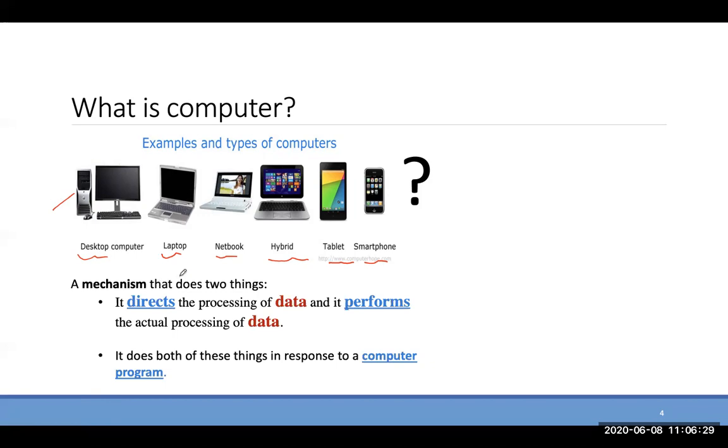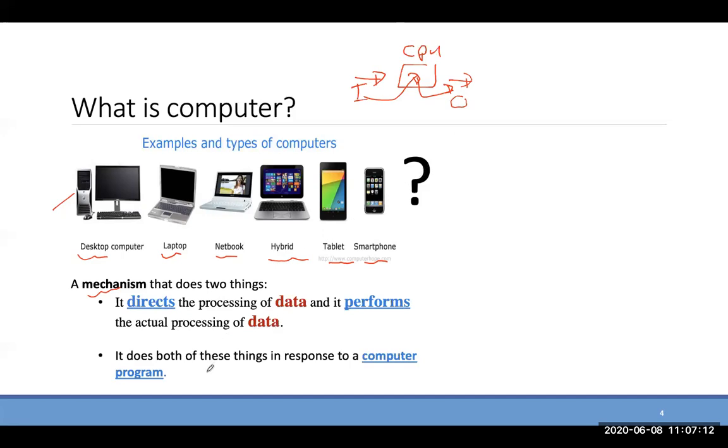If you look at what the computer is, it's a mechanism. The main idea of the computer is you have an input, a central processing unit, and an output. So you have the I and you have the O. All of these direct the processing of data that comes from the input to the CPU, and they perform the actual processing of the data inside the CPU, and produce the result out to the output unit. So you have the input unit, the CPU unit, and the output unit.